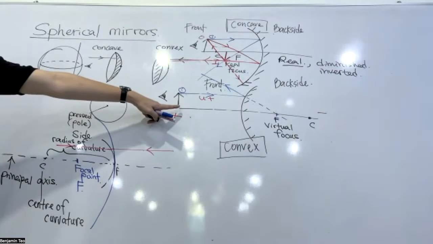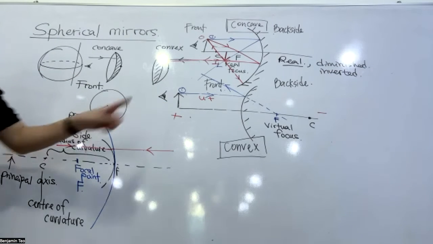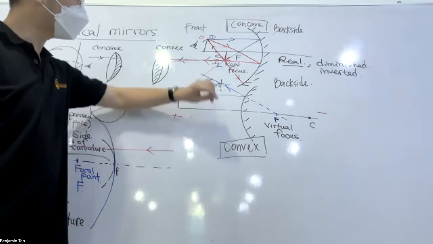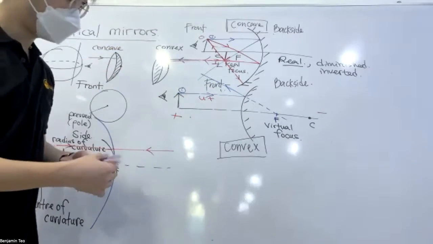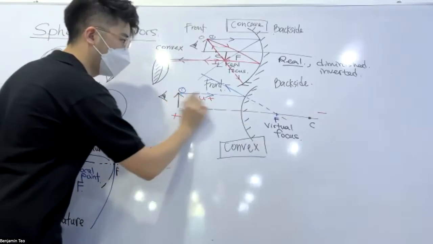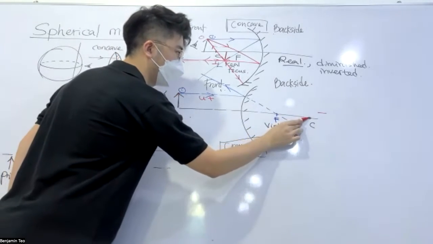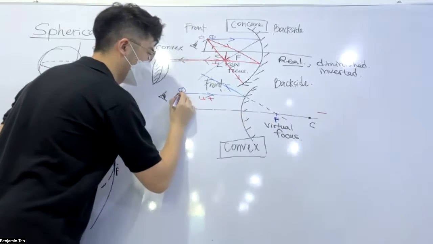What about convex mirror? Okay, we already have parallel, focus, center. For convex mirror, your center is on the right. So this one we draw. You take the light ray from the object, go towards the center here. Like this.